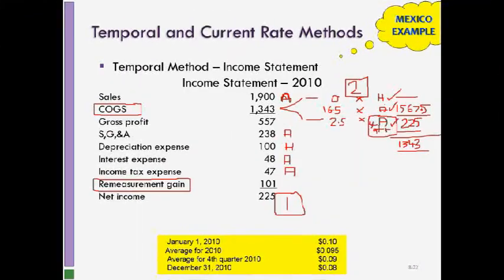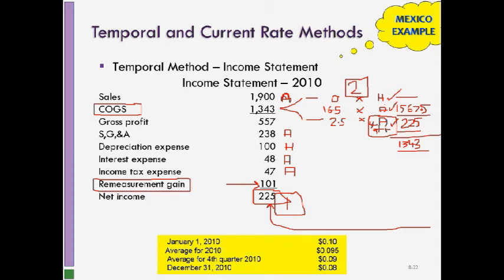Now we want to go to our third step, and that is we need to go to the balance sheet. But remember, there's one thing here, that we've got this net income of 225, and this 225 actually comes from the balance sheet. This is what I was saying earlier. The temporal rate method, you are pushing up the retained earnings from the balance sheet. It comes here, and then the difference is a remeasurement gain that will complete all of the adjusting entries under the temporal method. So let's go to the balance sheet.